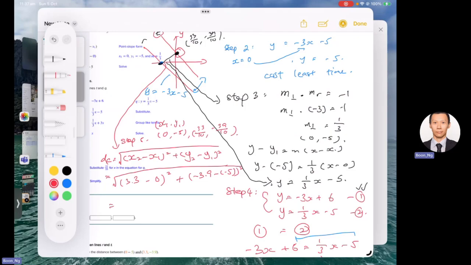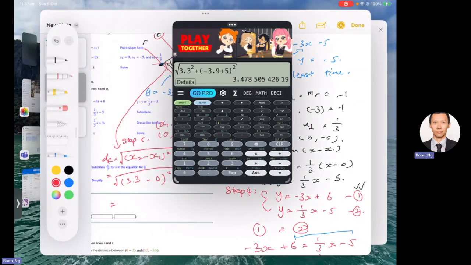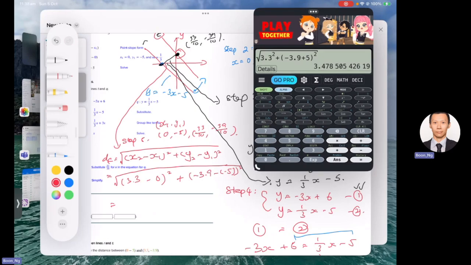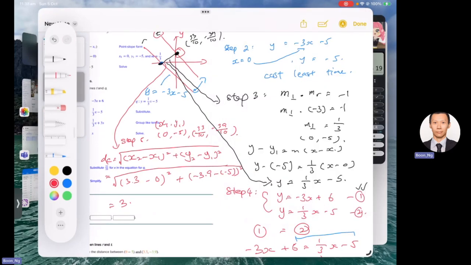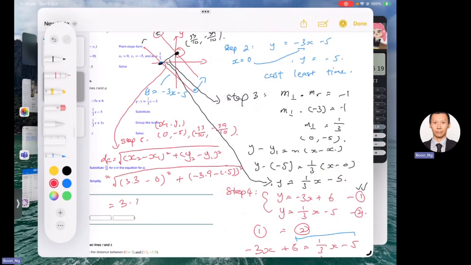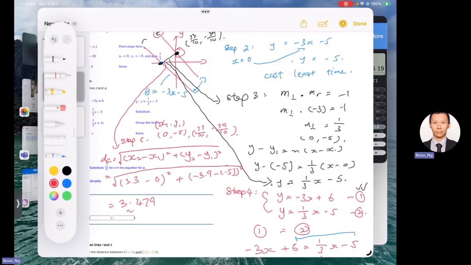Alright, so if you put it into the calculator, you should get 3.479. I can round it up to 3.5 units.